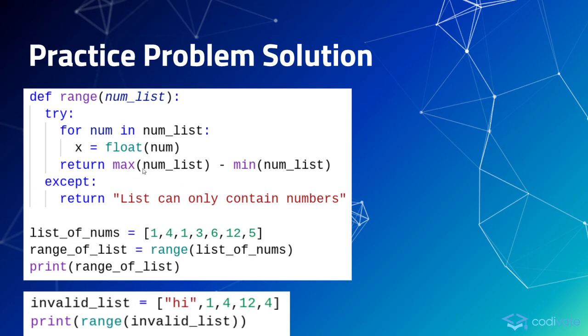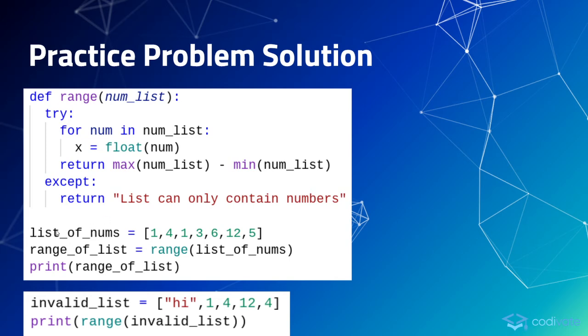So max, and in parentheses num_list, because that's the list we want the maximum value of, and the same thing for min. And our except block will take over in the case that when trying to cast each one of these items in the list to a float, we get some error. This would happen if we had a string, because we can't cast a string to a float. That just doesn't work. So it will return a string to us, which will say, list can only contain numbers.